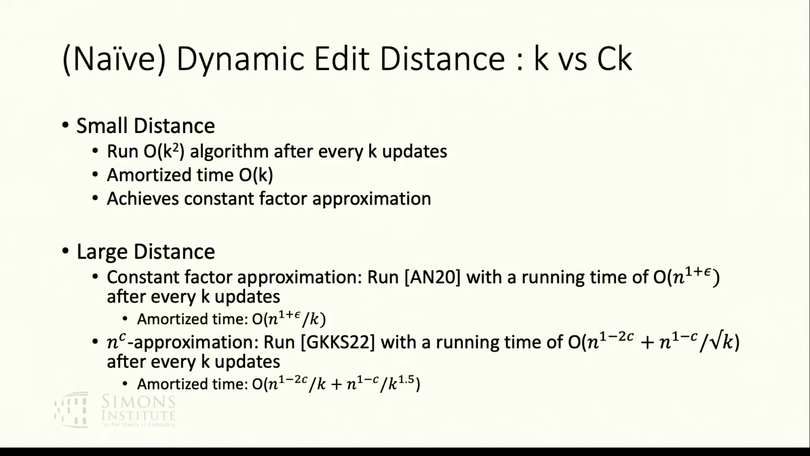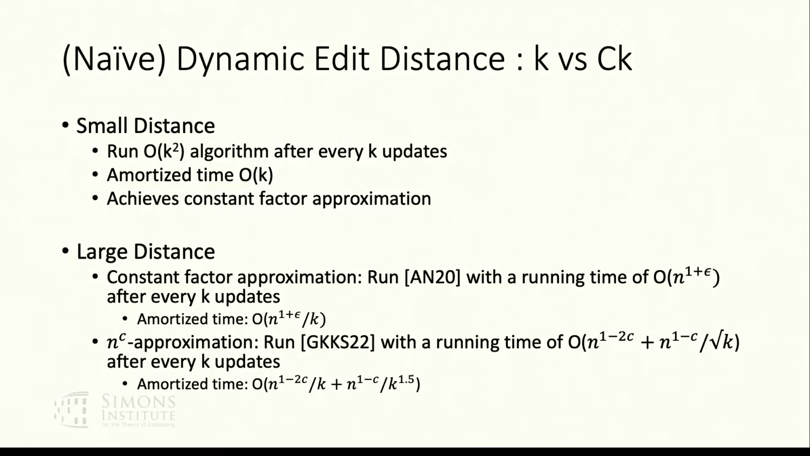So what is the first thing that we are going to do? We are going to use this algorithm when my k is small. And when my k is large, I'm going to use the recent developments in the fast approximation algorithms for edit distance. So here we are trying to use these algorithms as a black box, and we are trying to see how far we can go using them as a black box.